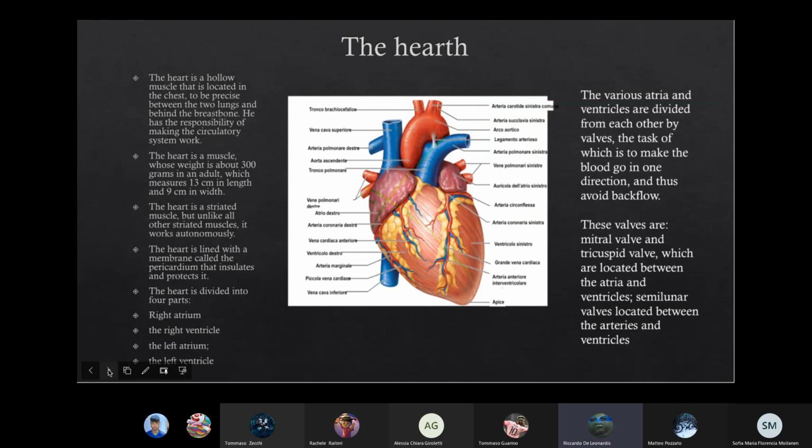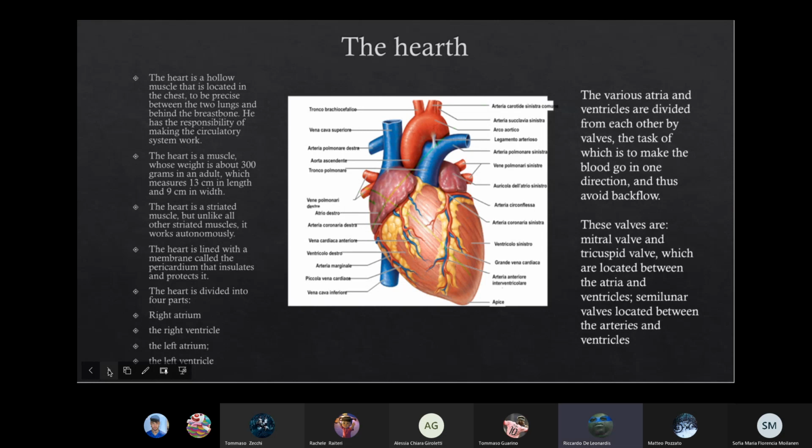The heart is divided into 4 parts. The right atrium, located in the upper right, has the task of receiving non-oxygenated blood. The right ventricle, located in the lower right, has the task of pumping the blood received from the right atrium. The left atrium, located in the upper left, has the task of receiving oxygenated blood from the lungs. The left ventricle, which is located in the lower left, has the task of pumping the blood received from the left atrium.